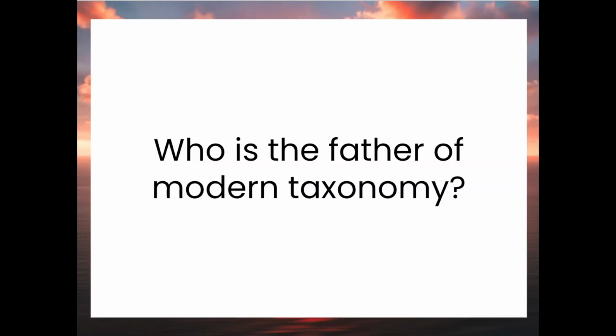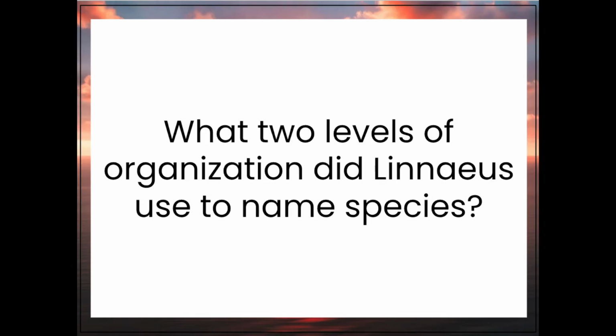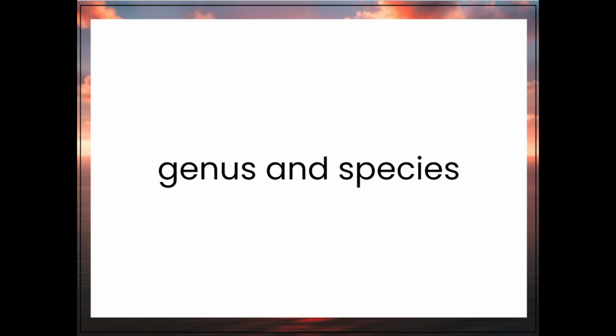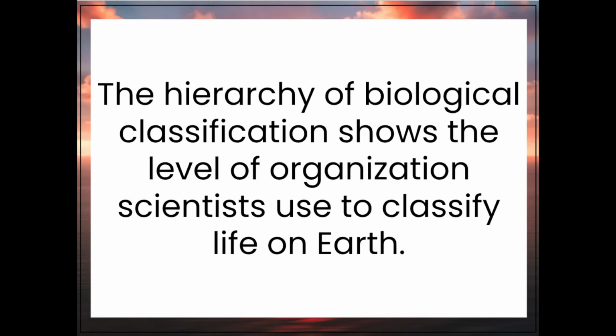Who is the father of modern taxonomy? Carolus Linnaeus. What two levels of organization did Linnaeus use to name species? Genus and species. What is the hierarchy of biological classification? The hierarchy of biological classification shows the levels of organization scientists use to classify life on Earth.